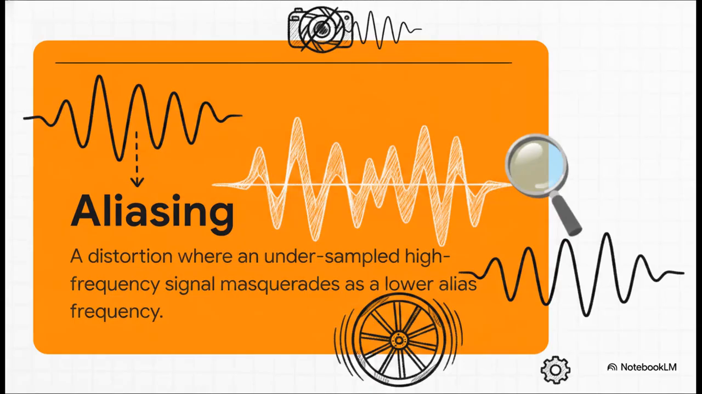And you know that wagon wheel effect? That is exactly what aliasing is, a distortion where an undersampled high-frequency signal masquerades as a lower alias frequency. Essentially, if you sample too slowly, you are fooled by a slower fake. Engineers have to actively combat this with anti-aliasing filters. Actually, this is the exact reason why high-end digital cameras use optical anti-aliasing filters. It prevents those weird swirling moire patterns from showing up when you snap a picture of fine striped fabrics.